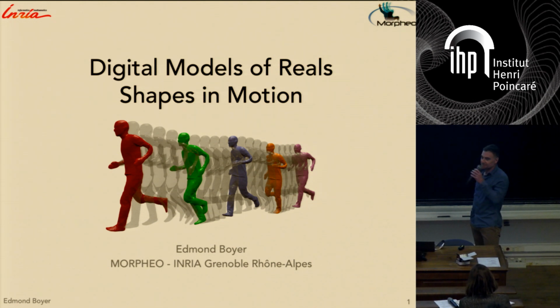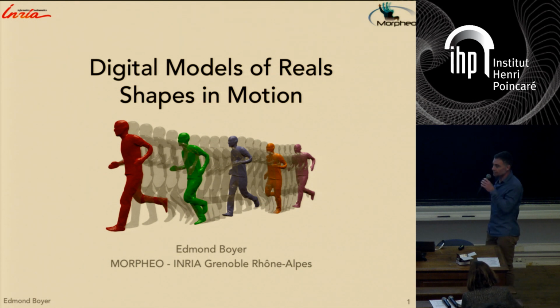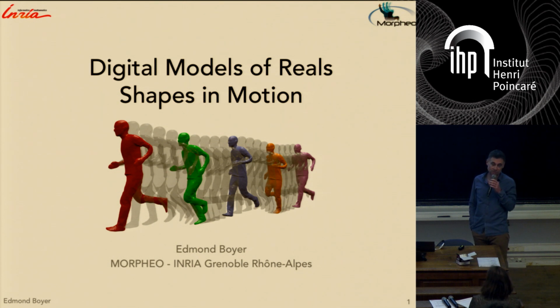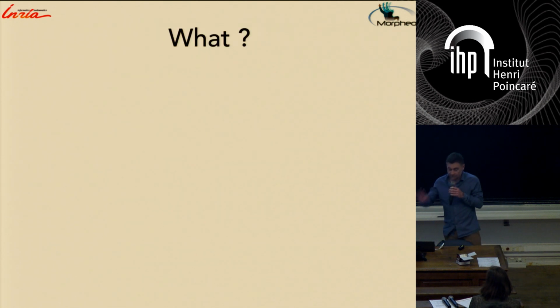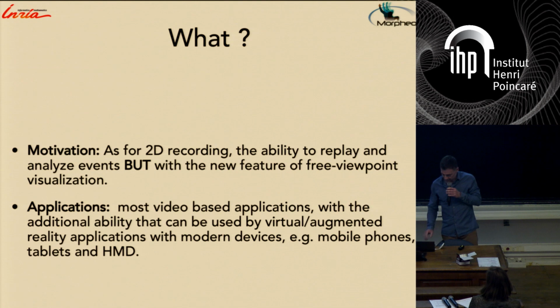Okay, thank you for the introduction. So I'm a researcher at the INRIA in Grenoble, where I lead a computer vision group. So I'm a computer vision expert, right? And I will talk about how we capture shapes in motion with computer vision systems. So it's not specific to sport. It's related to any kind of moving shapes. But obviously there are applications in sport.